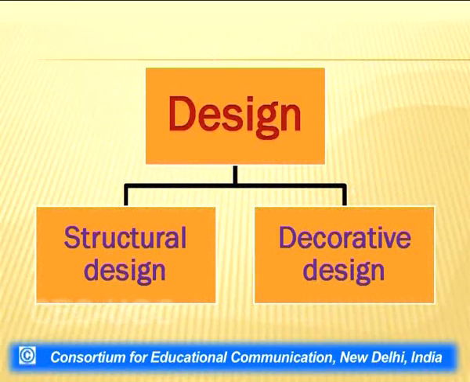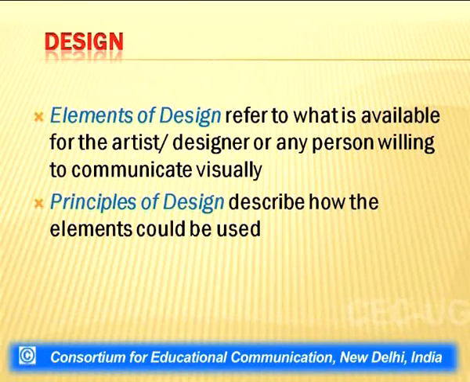We also talked about how designs are of two kinds, structural designs and decorative designs. We also talked about the two parts of design: one is the elements of design, and one is the principles of design. When we talk about elements of design, it refers to what is available to the artist or the designer or any person who is willing to communicate visually. Those are the things that are present with the person who is going to communicate visually. The principles of design are the ones on which these elements will be based, and they describe how the elements could be used.